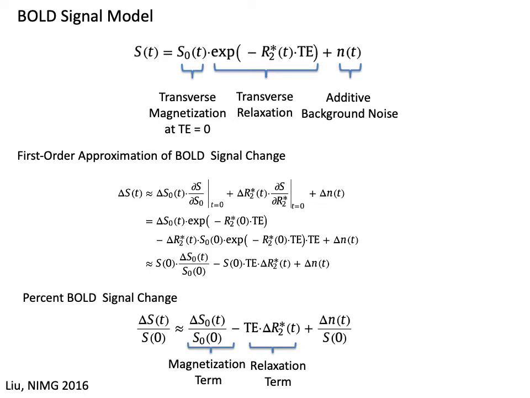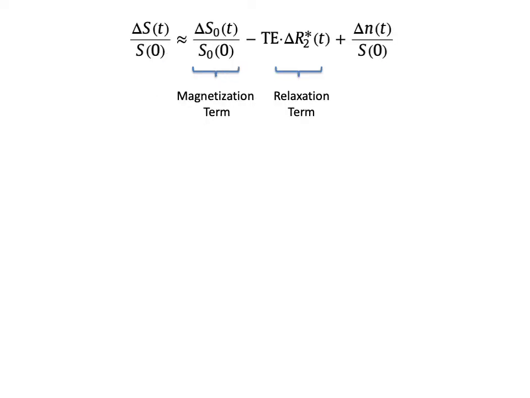Normalizing this by a baseline value gives rise to an expression that depends on time-varying changes in both a normalized magnetization term and a relaxation term that is proportional to delta R2*. Now we will provide an overview of the factors that can give rise to noise-like fluctuations in both the magnetization and relaxation terms.